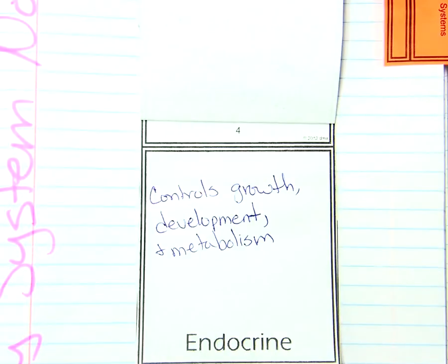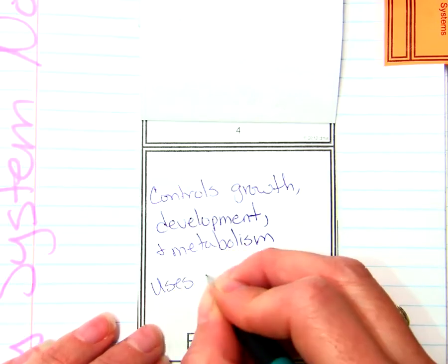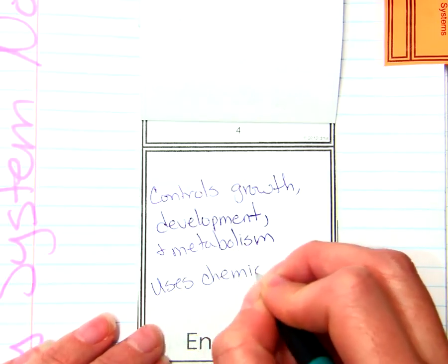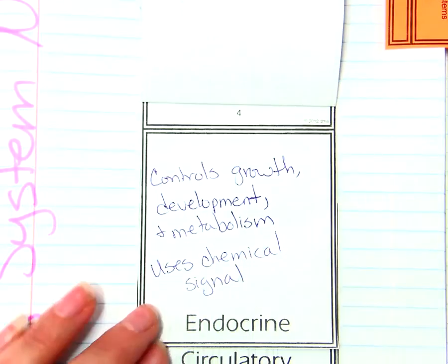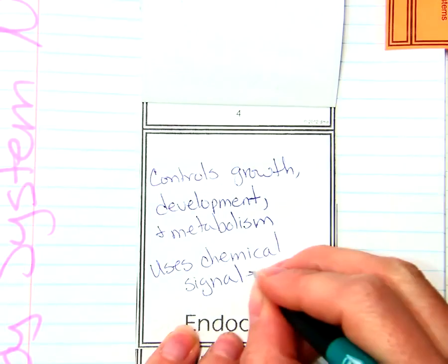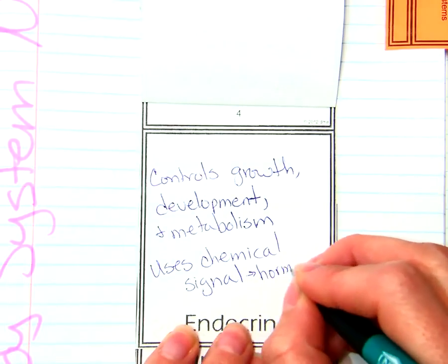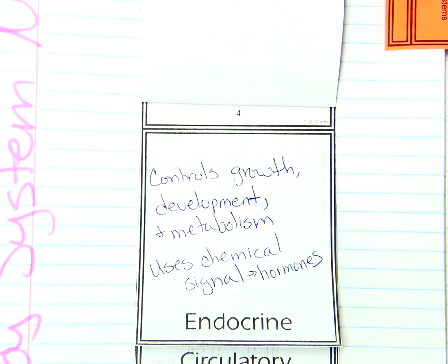Endocrine system controls your growth, development, metabolism. It controls those things using a chemical signal, which is more commonly referred to as your hormones. Those are a chemical signal that your glands are creating.